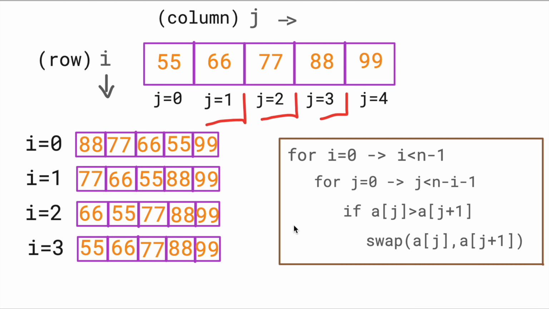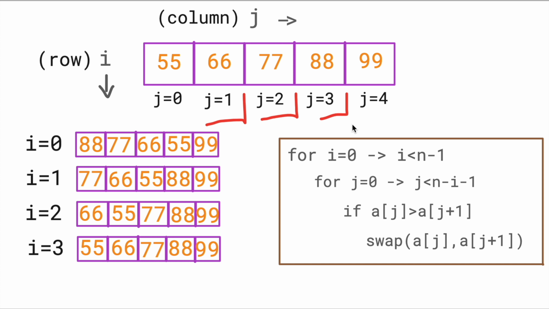So this is the algorithm for bubble sort. You can see i goes from 0 to i less than n minus 1, and here n is equal to 5 and n minus 1 is equal to 4. So i is less than 4, so i will go from 0 to 3. In the nested loop, j goes from 0 to j less than n minus i minus 1, and we have seen that after every round of i, j's limit was decreased by 1.